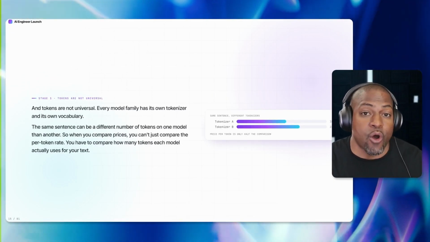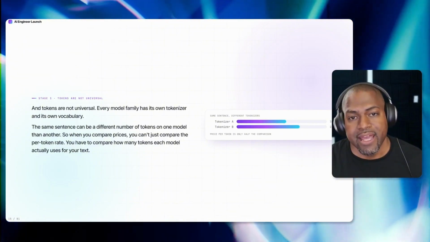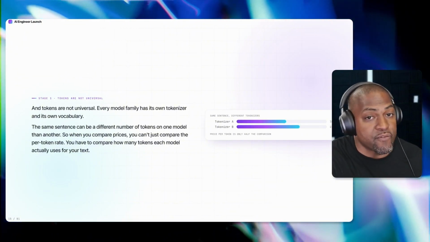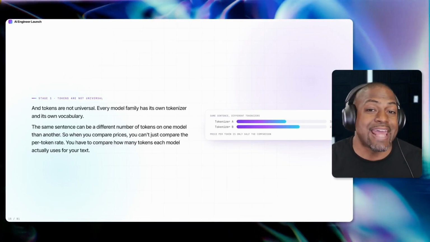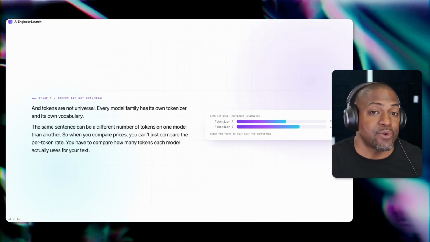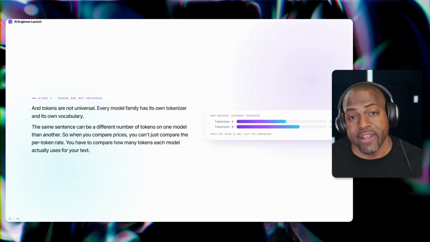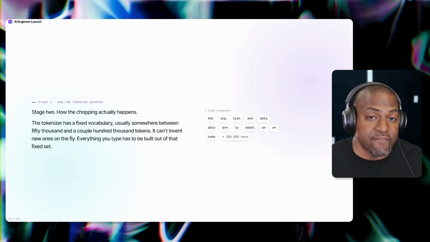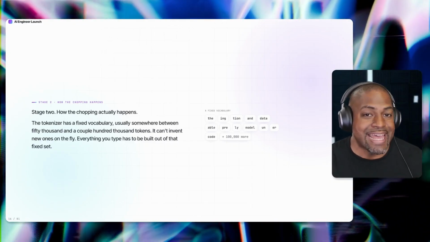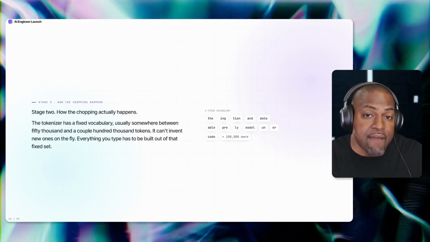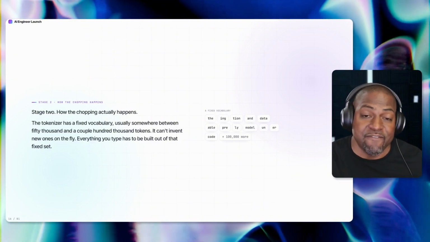Every model family has its own tokenizer and its own vocabulary. The same sentence can be a different number of tokens on one model versus another. When comparing prices, the per-token rate is only half the picture. Also compare how many tokens each model actually uses for your text. The tokenizer has a fixed vocabulary, usually about 50,000 to a couple hundred thousand tokens. It can't invent new ones on the fly. Everything you type has to be built from that fixed set.